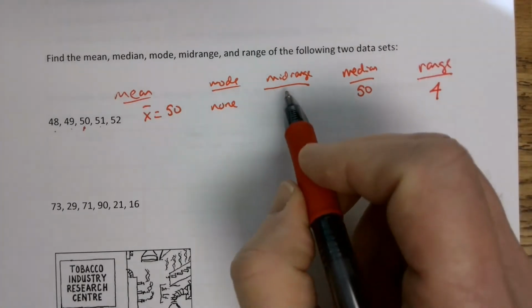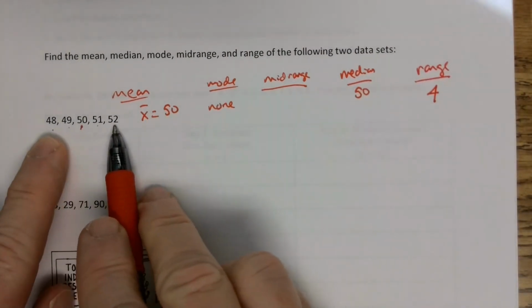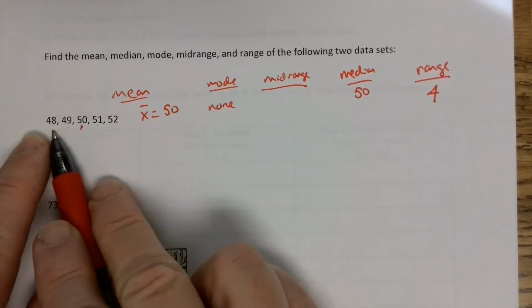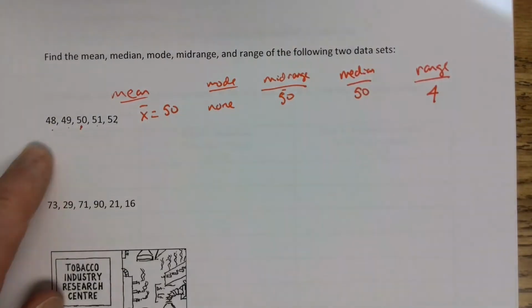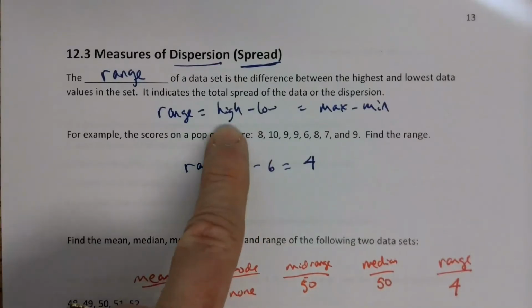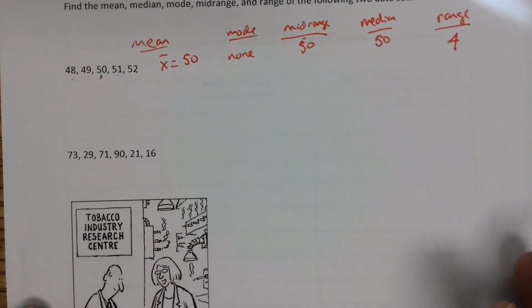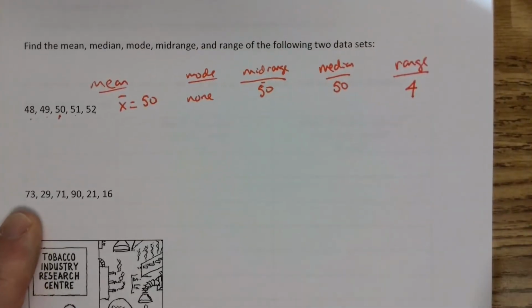What's the mid-range? Does anybody remember that one? The mid-range formula: you add the max plus the min, divided by 2. So 48 plus 52 divided by 2 is 50. The mid-range is just the average of the biggest and lowest. Don't get it confused with the range. They're on your formula sheet, so just follow the formulas. Okay, now let's look at this one.